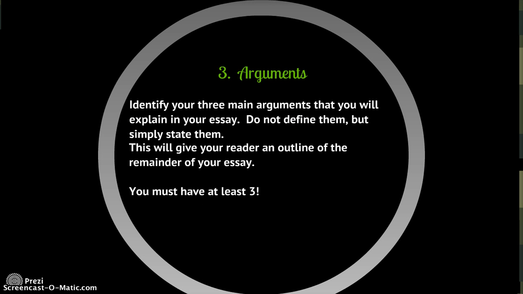Number 3 are your arguments. You need to identify the 3 main arguments that you will explain in your essay. Do not define them, simply state them. This will give your reader an outline for the remainder of your essay, and you have to have at least 3. Now, I like to think of my introductory paragraph always as the outline for my essay. It gives my audience an idea of what it's going to be about, but doesn't give them too much information. It also gets them interested in what I have to say.